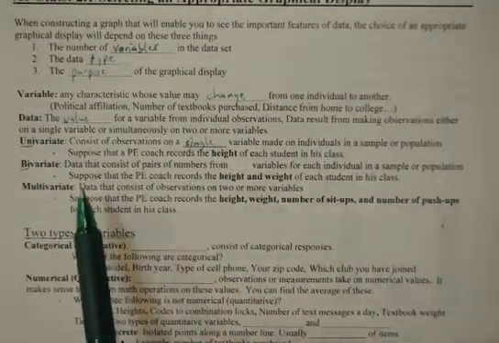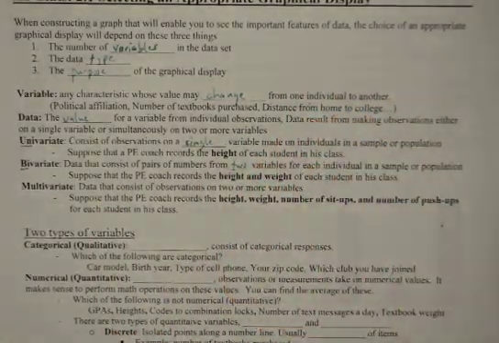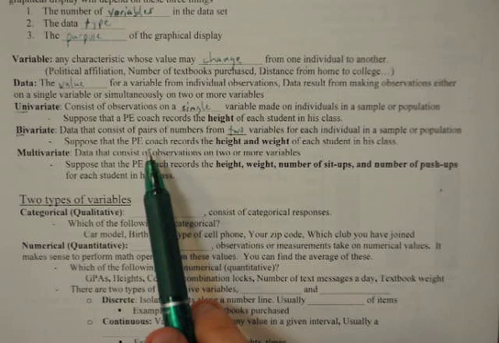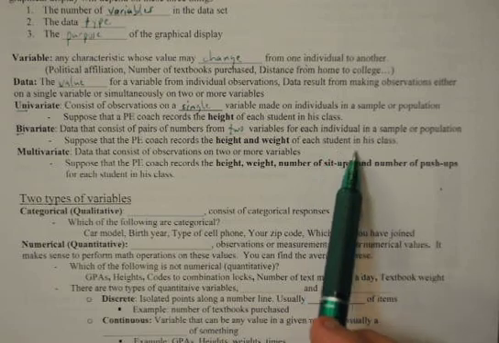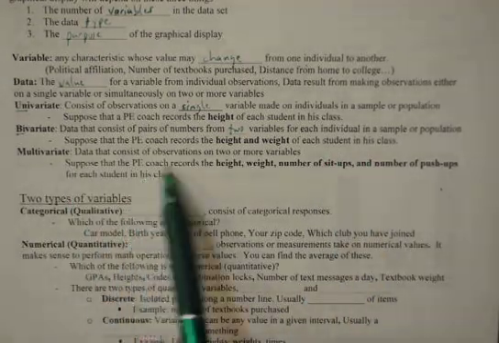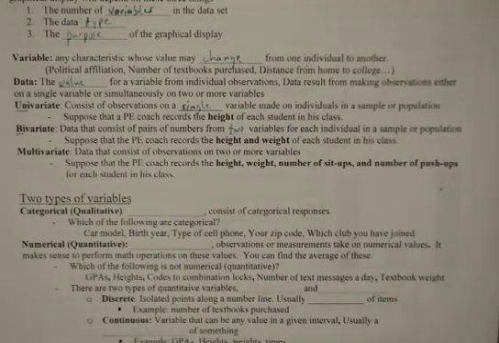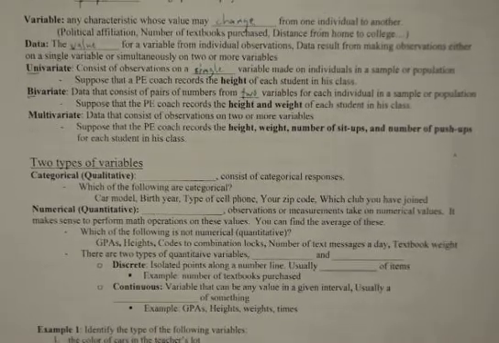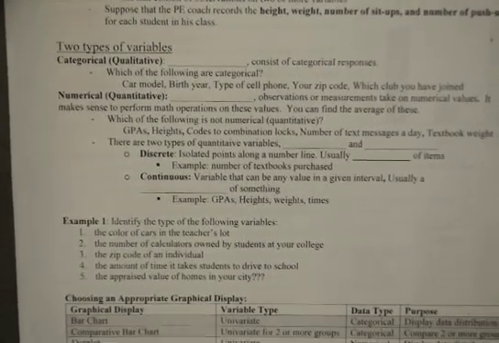Bivariate data consists of pairs of numbers from two variables. That's where you get a scatter plot, where you plot one variable against another variable. Suppose the PE coach wants to record height and weight. Maybe there's an association between height and weight of each student in his class. And then multivariate is when you get more than two: height, weight, number of sit-ups, and number of push-ups. Multivariate, you don't really display that. You've got to do multiple displays of scatter plots.